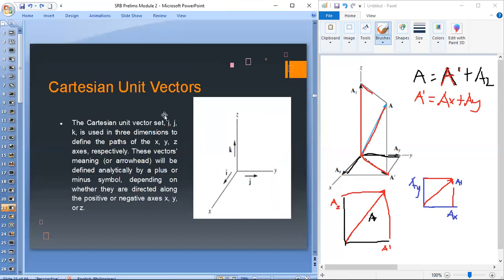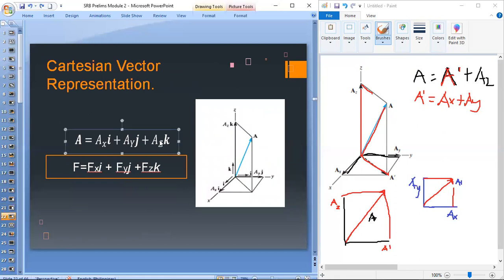And then, sa Cartesian unit vectors naman, maglalagay ka lang ulit ng indication, which is k, okay? Kasi sa xy natin, we have i and j. So, sa z natin na madadagdag, maglalagay lang tayo ng k. So, ito yung Cartesian unit vector. And then, ito naman, Cartesian vector representation, which is the magnitude of your force, or kung ano man yan, is equal to your diagonal or your force AXi plus AYj plus AZk. Naglagay lang ako ng F dito para hindi kayo malito.